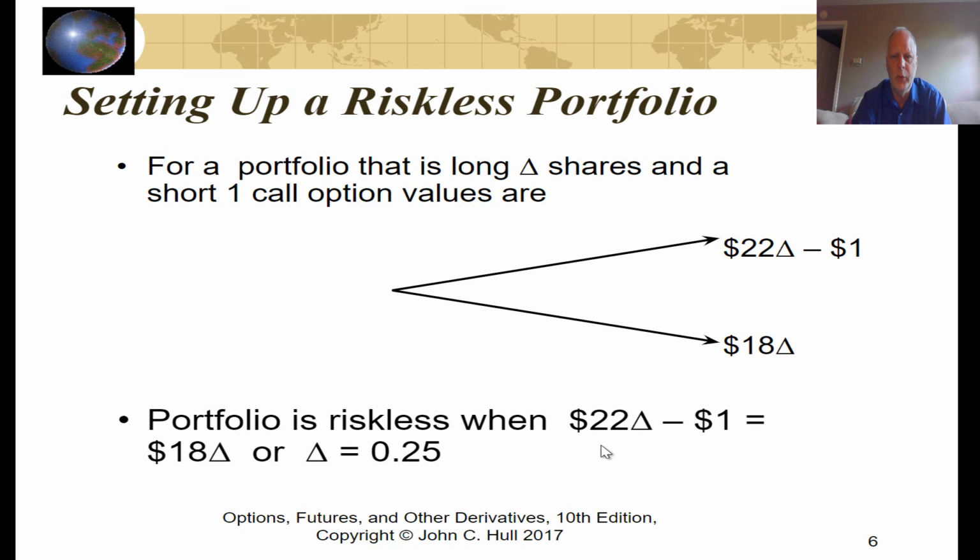This portfolio would be riskless if 22 delta minus 1 equals 18 delta. If we rearrange this and solve for delta, we get 22 minus 18 is 4, so 4 delta equals 1. 1 divided by 4 is 0.25. So if we were to invest in long 0.25 shares and short one call option, then we would have a risk-free portfolio.